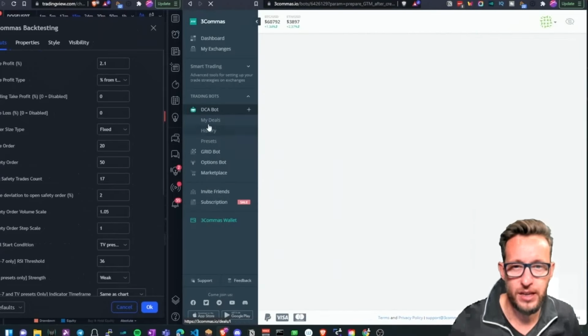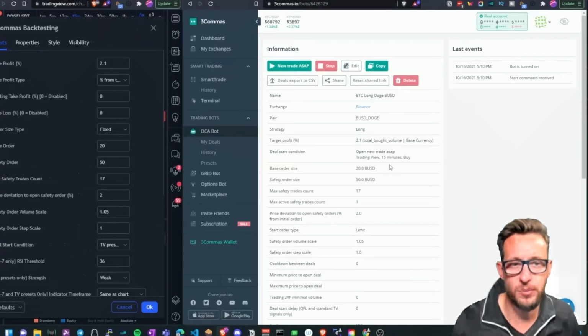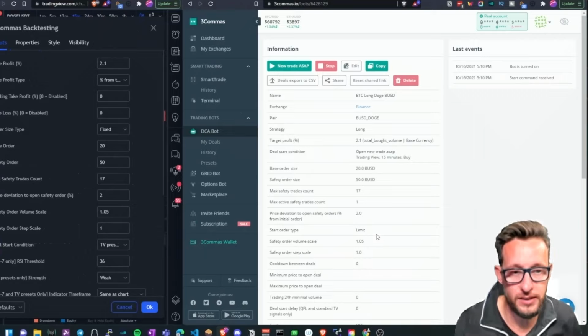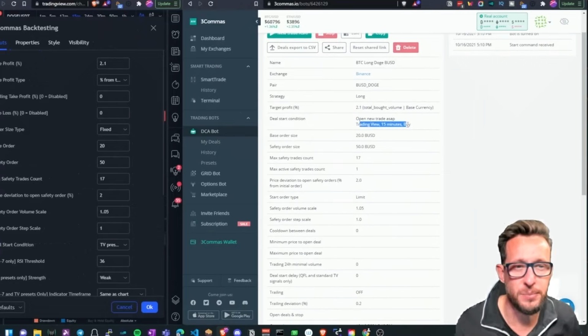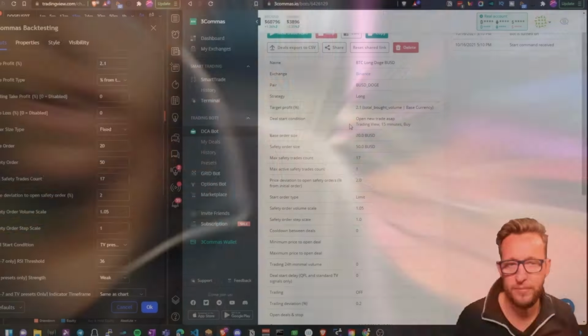Now that will hopefully start the bot and buy us some Doge as soon as it hits the 15-minute buy signal on TradingView. Okay guys, we've managed to get quite a lot done today. We've managed to backtest over several hundred results. This DCA strategy shows that TradeAlts settings were pretty good and pretty spot on. A couple of changes that I would have made myself to my strategy, but they were pretty spot on.